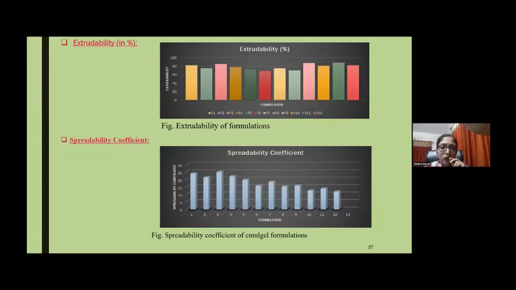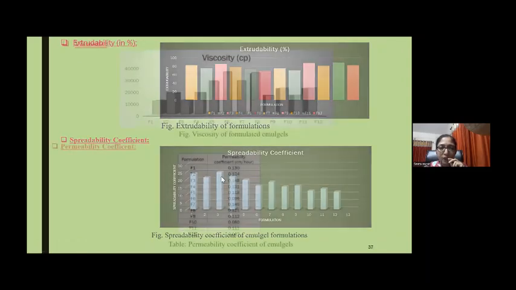And the spreadability coefficient was checked, where a small quantity of the formulation was taken, say 0.5 gram of the sample on a slide, and a circle was marked surrounding that particular formulation. Then a second slide was placed on it with a certain weight, and the increase in the diameter was checked with respect to a certain time interval, and this was in turn determined as the spreading coefficient.